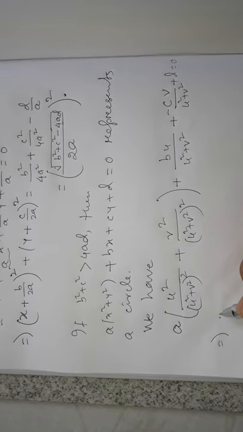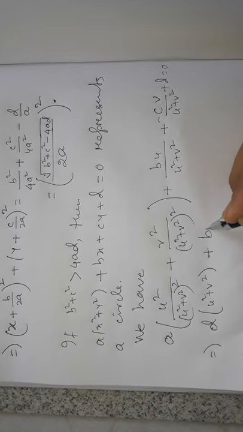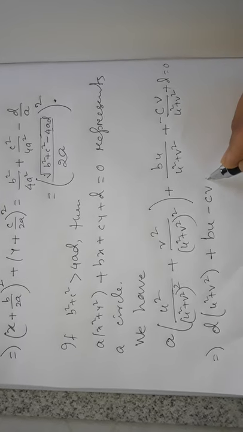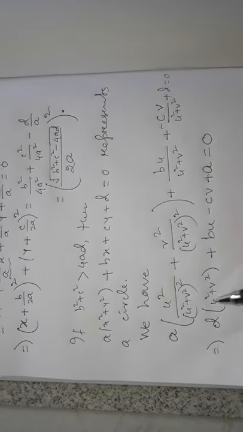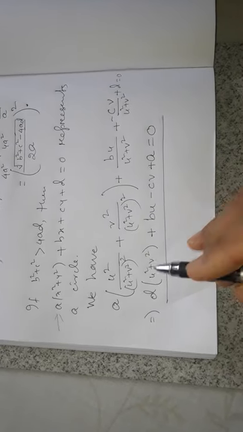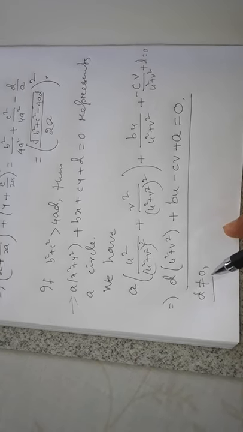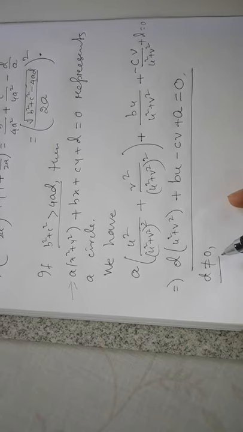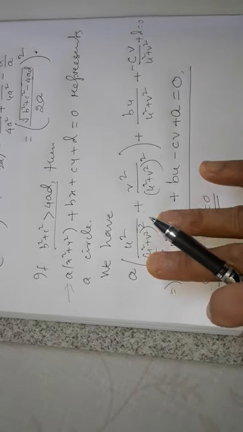If you simplify, you'll see that d will be multiplied by u square plus v square, plus b u, minus c v, and the u square plus v square cancels out, so we are left with plus a only, equal to 0. So this equation is transformed to this equation. Now if d is not equal to 0, and the condition is already satisfied, this will represent a circle. And if d equal to 0, then this will represent a straight line.